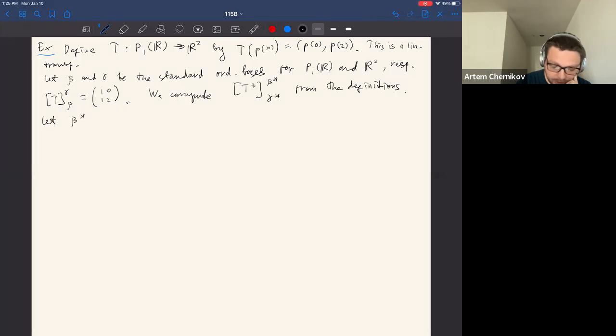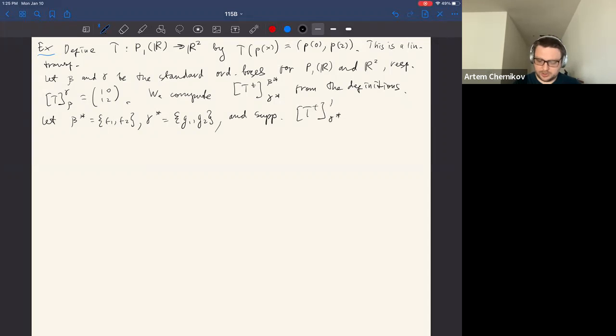So let's take beta star, the dual basis. Let's write it as F1, F2. And let's write gamma star as G1, G2. And suppose that the matrix representing T transpose with respect to gamma star, beta star is given by some numbers A, B, C, D. So we want to determine all these things. Then we have, first of all, that the value of T transpose on G1 is given by A F1 plus C F2, right? So we need to multiply the corresponding vector by this matrix when we apply T transpose.